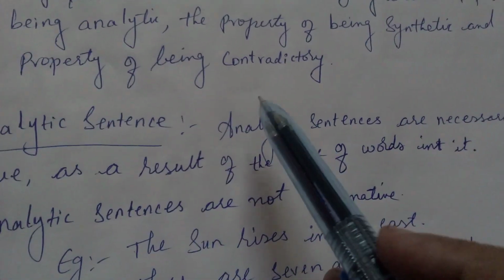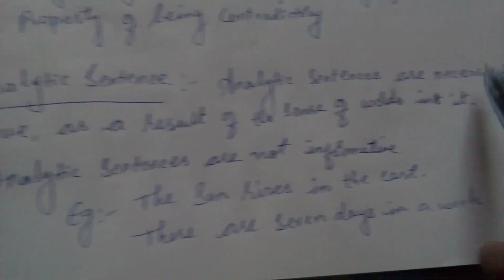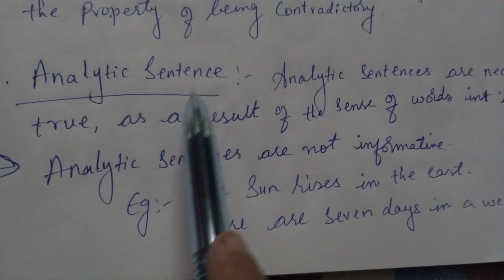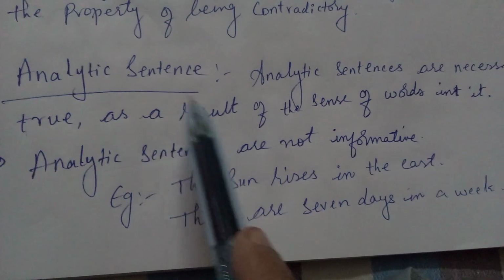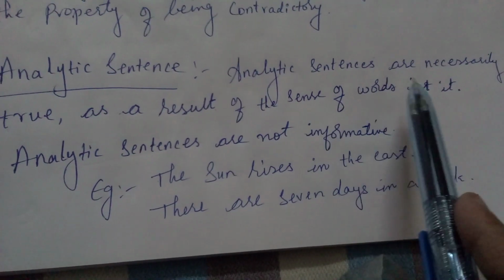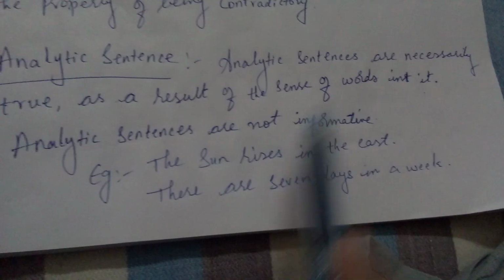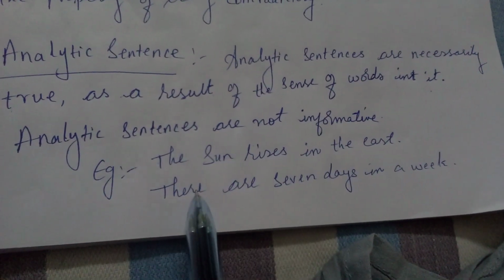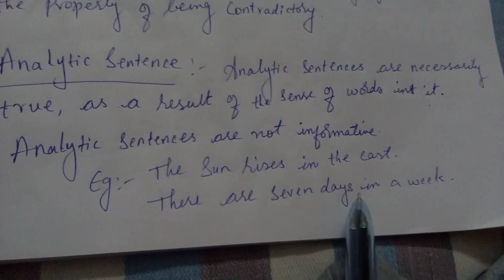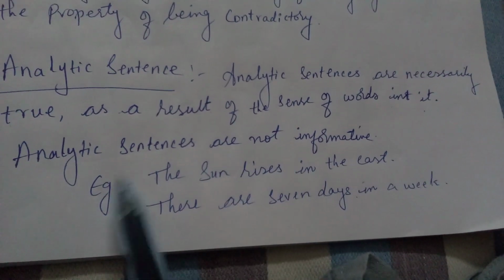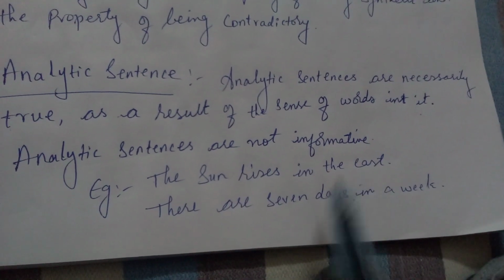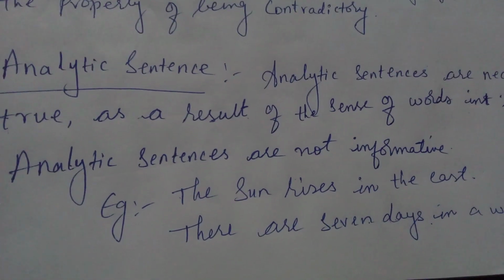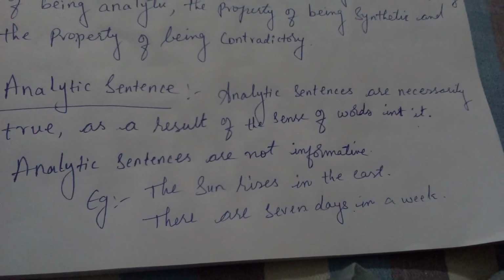Here, analytic sentences are necessarily true. It will be true, necessarily true as a result of the sense of words in it. The sun rises in the east. There are 7 days in a week. Okay, means here it will never change. These are the facts, universal truth. So, definitely these sentences will be true.